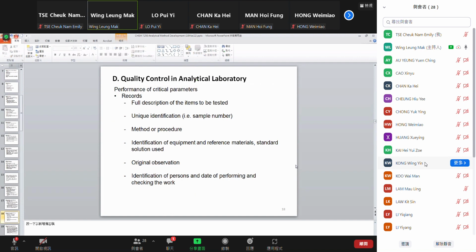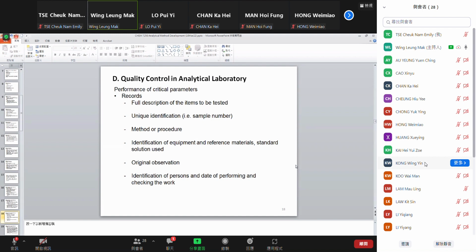Original observations: just like when you are writing something on paper and you want to correct it, you cannot cover the original observations. You need to cross it out and sign it with the date. And sometimes you need to write down the reasons, for example, a typo or a calculation error, so that the original observations are still in the record.